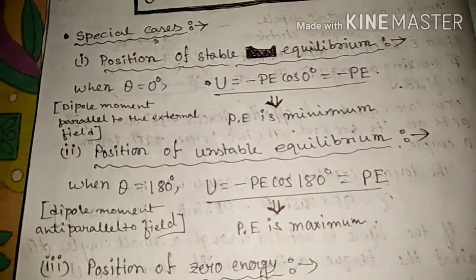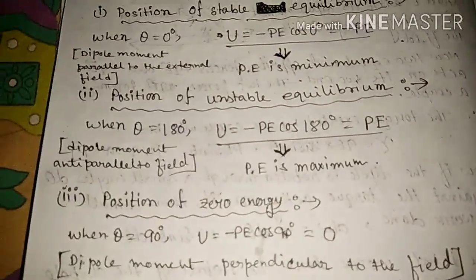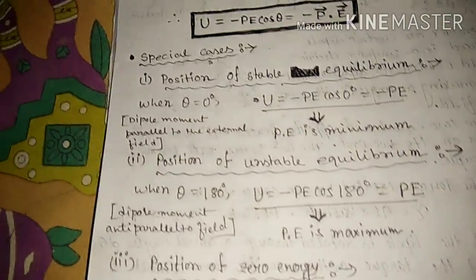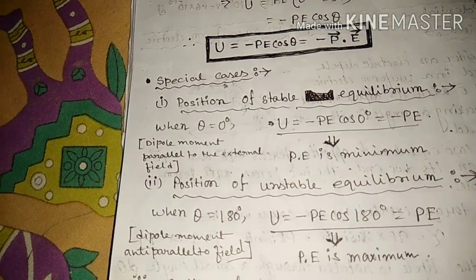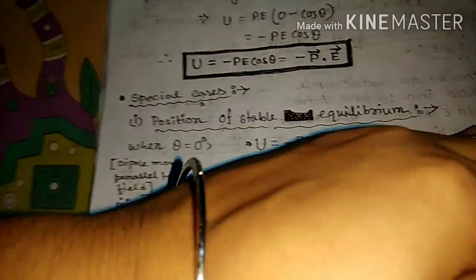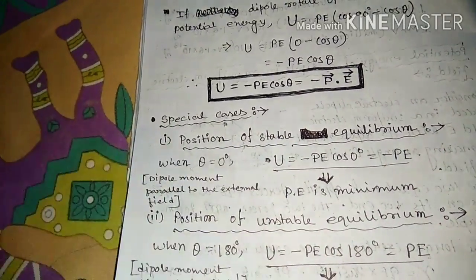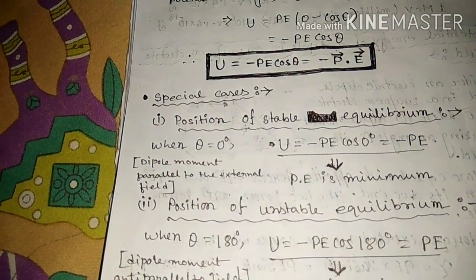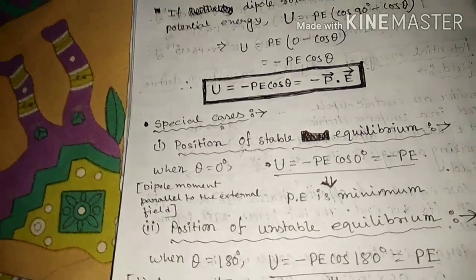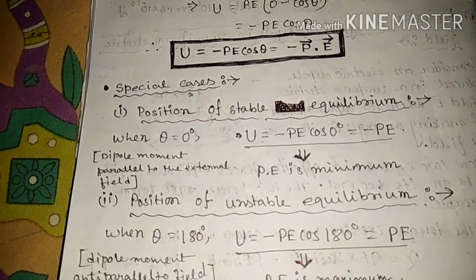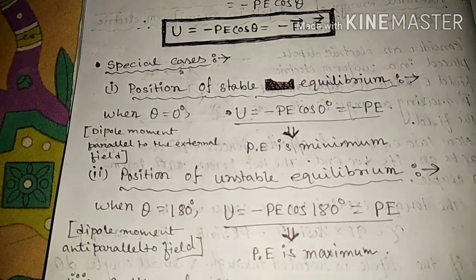Now the position of an unstable equilibrium. It is unstable when they are anti-parallel to each other. The electric field is on this side, but the dipole is on this side, so this is an anti-parallel direction. So maximum force is exerted on it. That means theta equals 180 degrees.